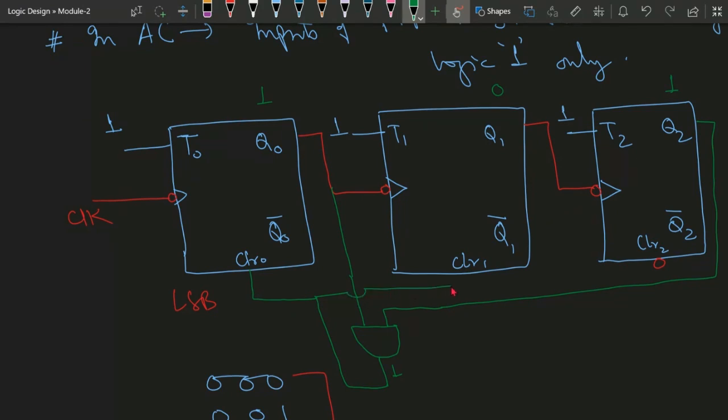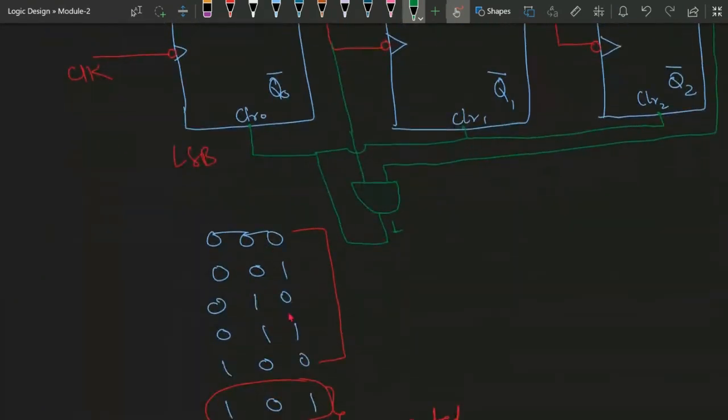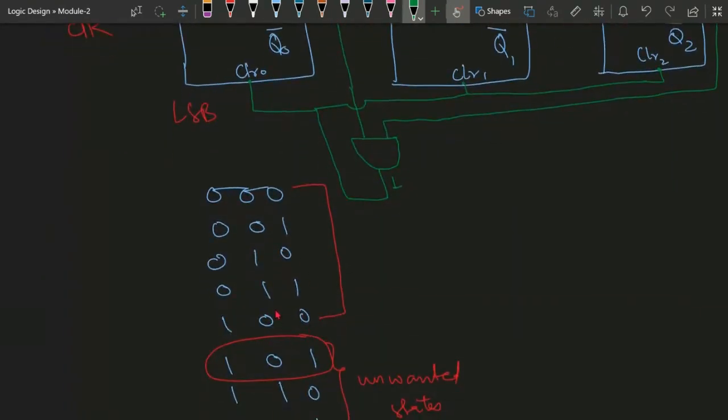As soon as the AND gate output is 1, it will clear out the flip-flops, meaning it will clear the output. So the output becomes 0, 0, 0. The only states that will remain are 0, 0, 0, 0, 0, 1, 0, 1, 0, 0, 1, 1, and then 1, 0, 0. After 4, it will go directly to 0.